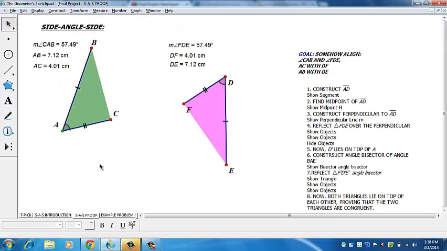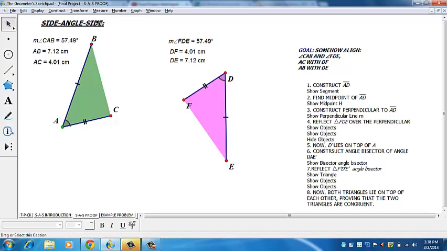Now we're going to do a better proof. Side angle side. So our goal is to show that these two triangles are congruent. We have to somehow align the measurement angle CAB and the angle FDE on top of each other. We have to align them so they could lie on top of each other. The same is going to happen with AC and DF, and AB and DE.